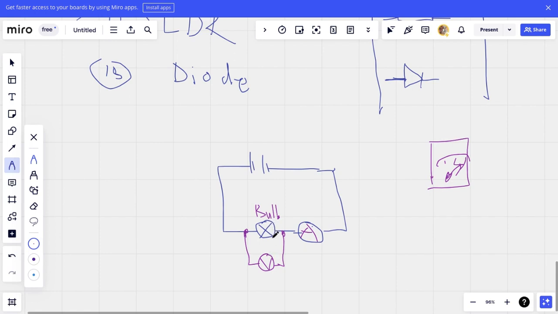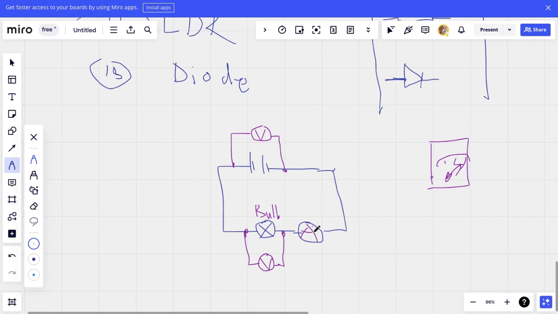This is how we measure voltage. If I want to measure the voltage or the EMF of the battery, I must connect a voltmeter parallel to the battery. So for any component you want to measure the voltage across, you must connect the voltmeter parallel to that component, whether it's a filament lamp, a fluorescent lamp, a bulb, a battery, or a cell.